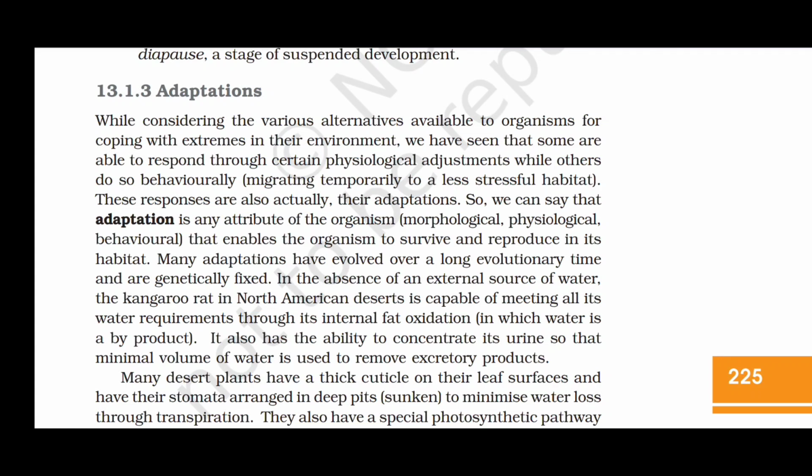Many adaptations have evolved over a long evolutionary time and are genetically fixed. In the absence of an external source of water, the kangaroo rat in the North American deserts is capable of meeting all its water requirements through its internal fat oxidation, in which water is a byproduct. It also has the ability to concentrate its urine so that a minimal volume of water is used to remove excretory products.